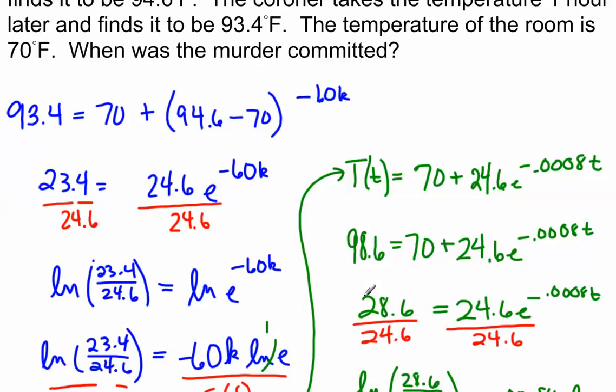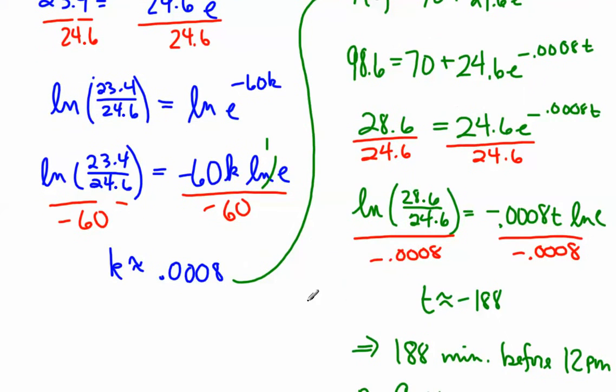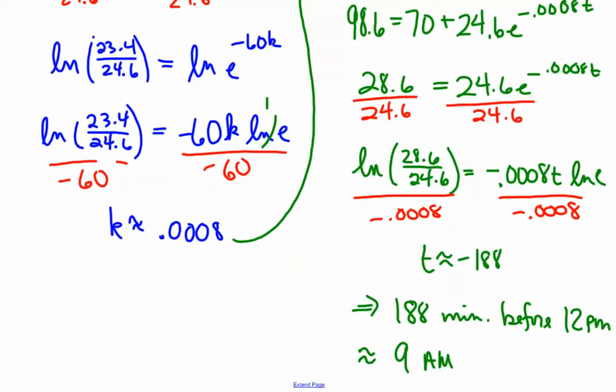So subtract your 70, divide through your coefficient again. We're pretty much doing the same steps, aren't we? Take the natural log, apply the power rule. ln of e is 1, so divide through by the negative 0.0008, and look at what kind of answer we get here. We get t is a negative 188. How can you have negative time? Well, it means prior to the time when he took that initial body temperature. So it's 188 minutes prior to noon, which would be about 3 hours, making it close to 9 o'clock when the murder was committed.